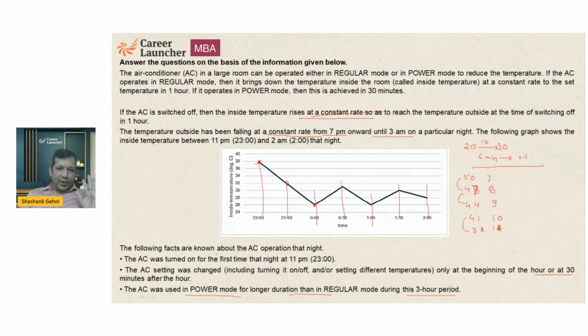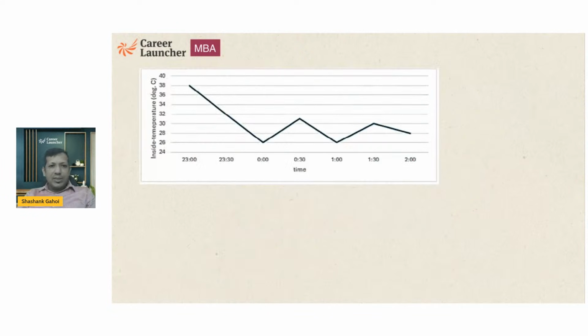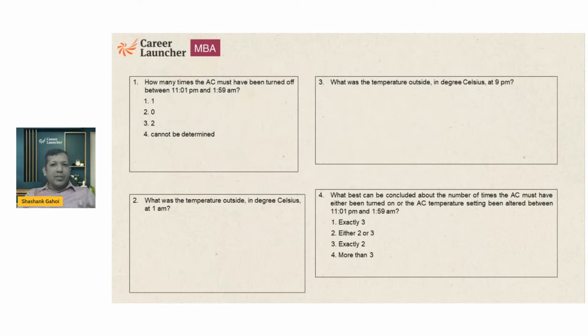This is what is given to us. Okay. Now what I'm going to do, this is the graph. Now the first question is talking about how many times the AC must have been turned off between 11 and 2. Okay. What is the temperature outside in degrees Celsius at 1 o'clock?